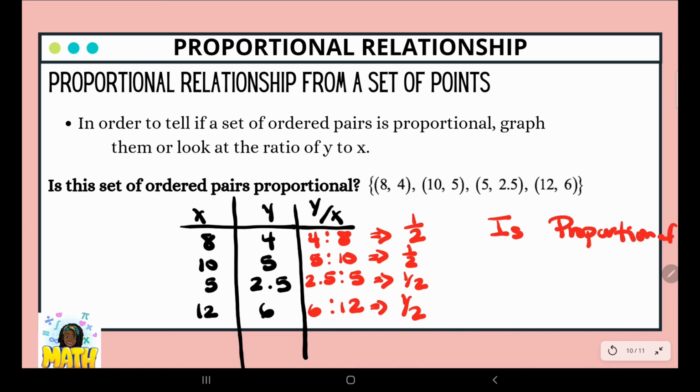Okay, so whenever you have a list of ordered pairs, you can either plot them on a graph and connect using a line, see if they go through the origin, or you can create a table just like we did here, simplify those ratios of y to x, and see if they are equal.